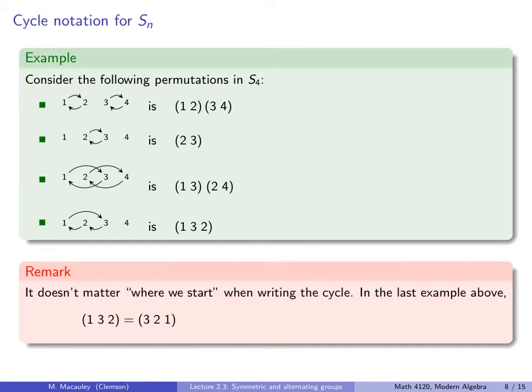Here's a remark that I've already discussed, namely, it doesn't matter where we start when writing the cycle. So in the last example above, (1 3 2) is the same as (3 2 1), which is the same as (2 1 3), which is actually the same as (1 2)(2 3), which is the same as (1 2)(2 3)(2 3)(2 3). Now what did I do here? Well, in this last example, (2 3)(2 3) is just the identity. So I'm swapping 2 and 3 twice. That brings you back to where you started.